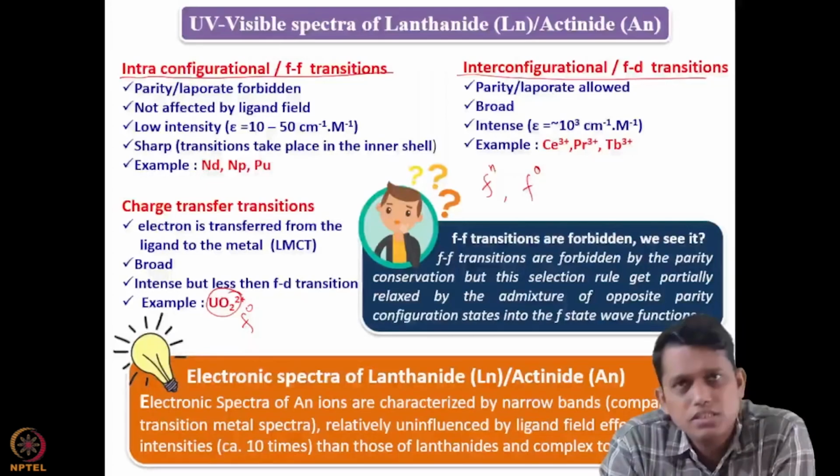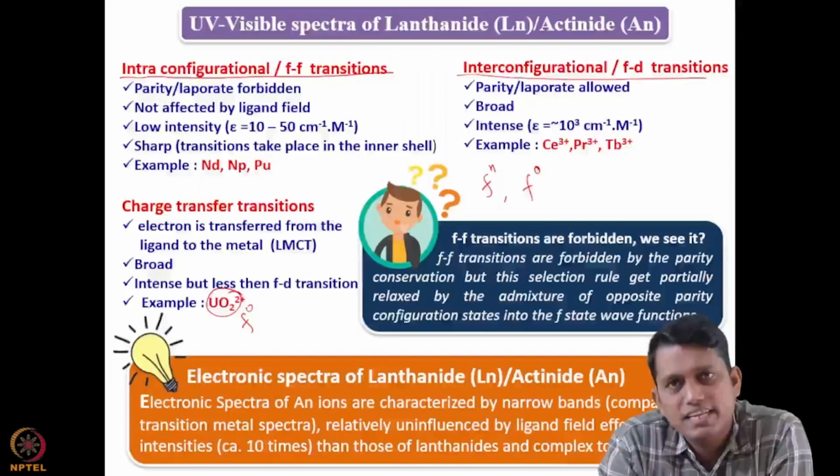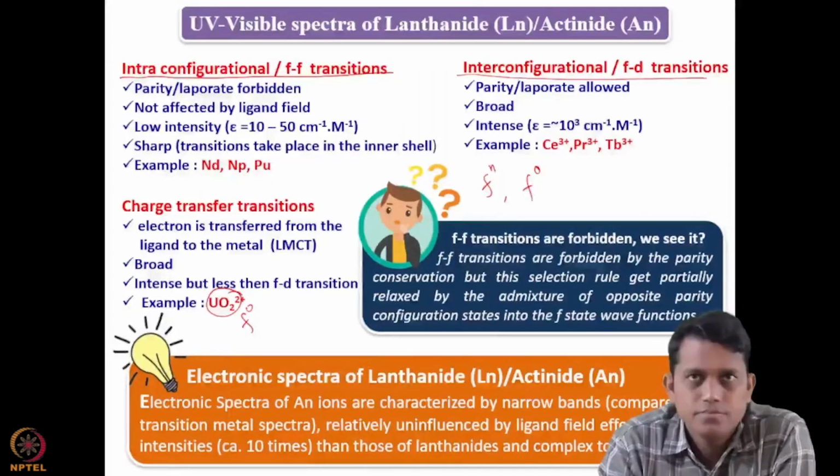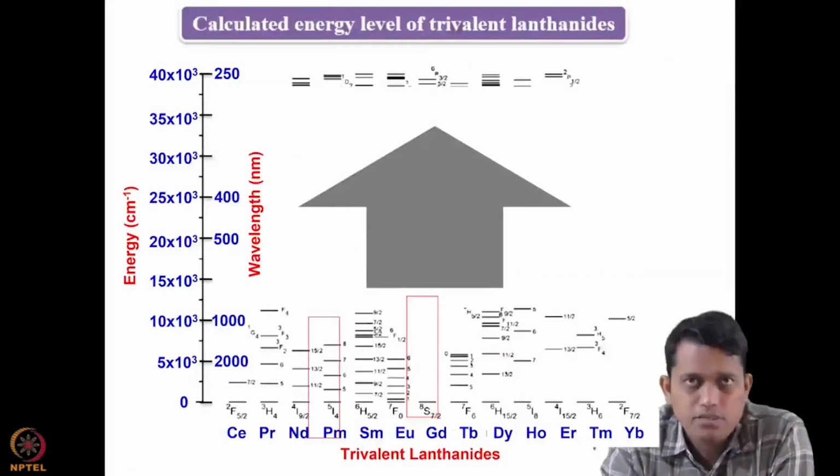If you compare the electronic spectra of lanthanides and actinides, the lanthanides have sharper spectra but with a lower epsilon, whereas actinides have somewhat broader spectra. Because of the more diffuse nature of the 5f orbitals compared to the 4f orbitals, they have more intensity and are more participative in reactions compared to the lanthanides. So let us see some of the spectra.